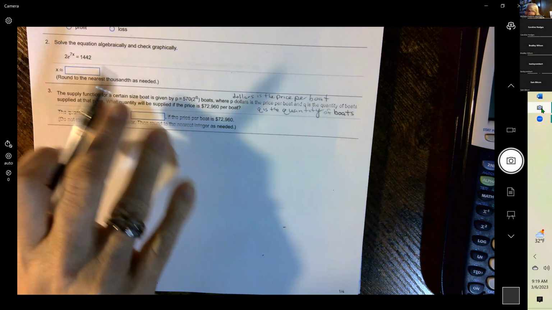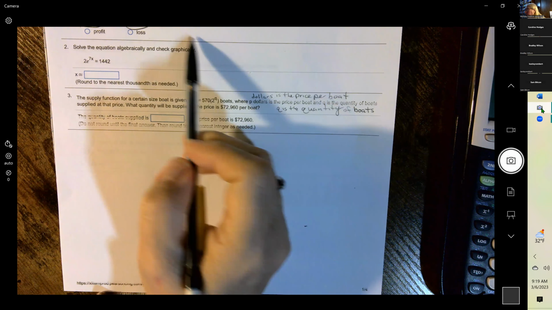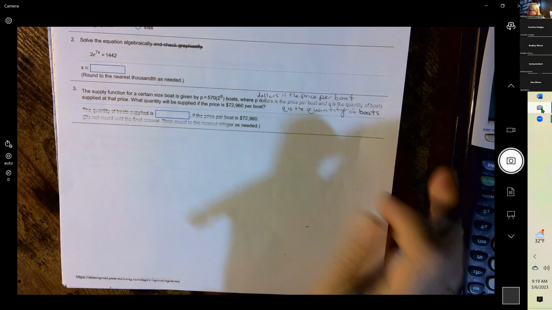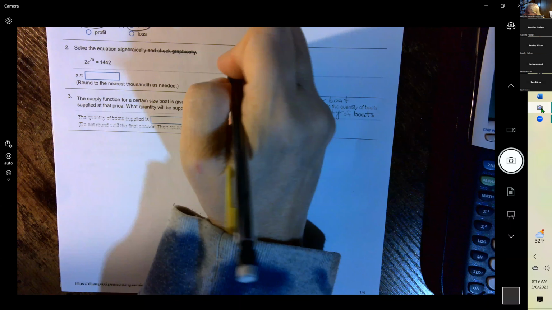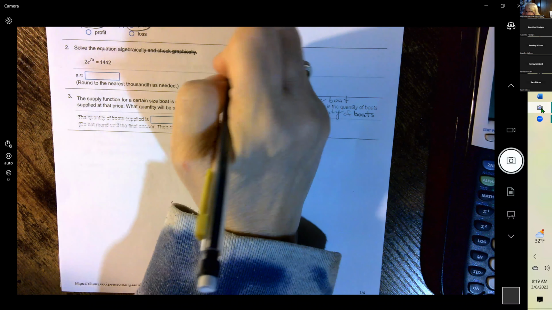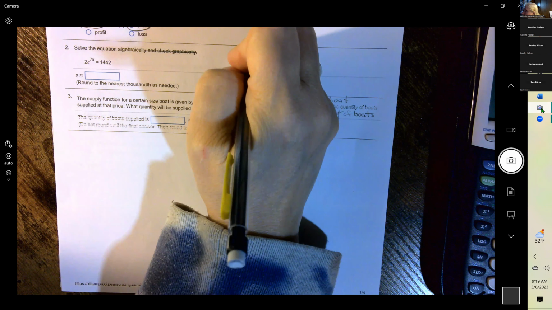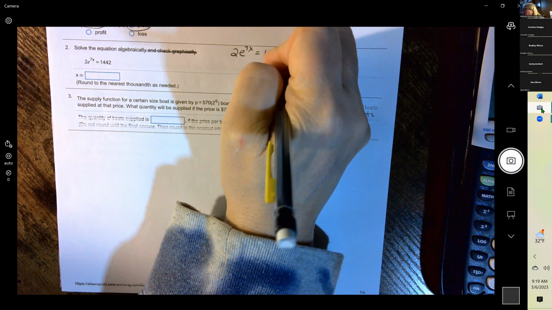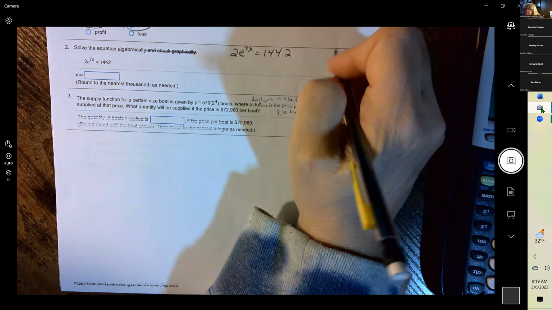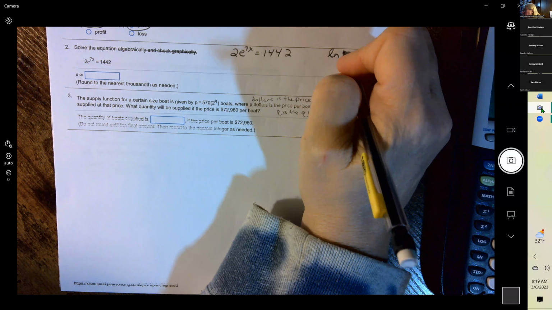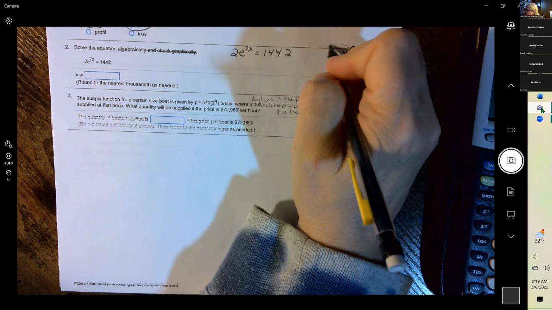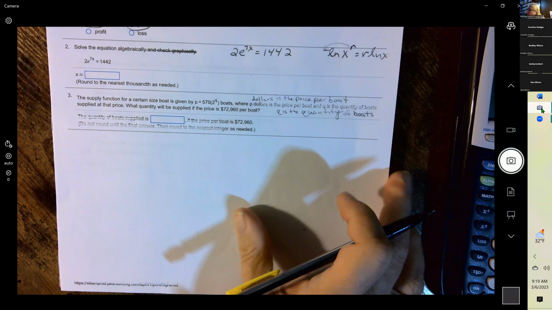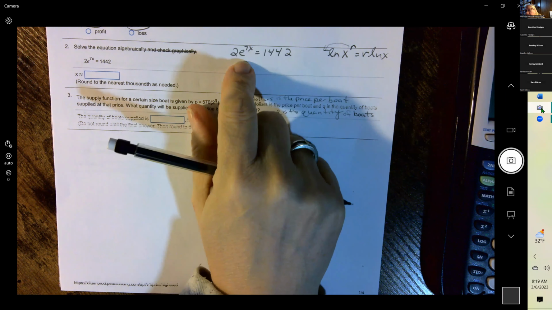Solve the equation algebraically and check. You do not have to check it graphically. It's just solve the equation. So when we have an equation where the variable is in the exponent, we want to take the natural log of both sides, because remember, with the natural log of x to the r, you can bring that r down in front. But we want to get the e by itself first.